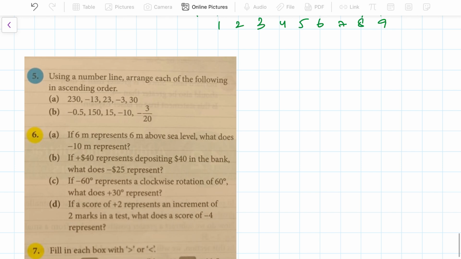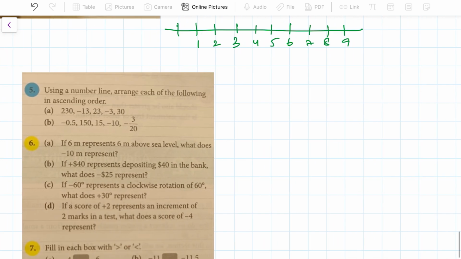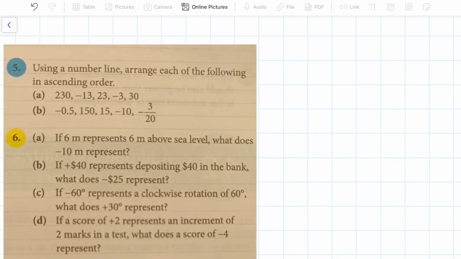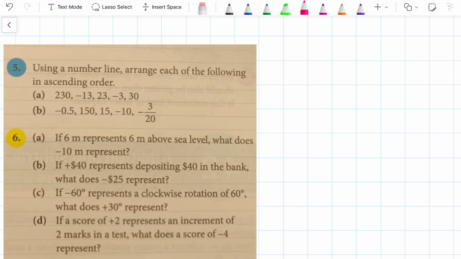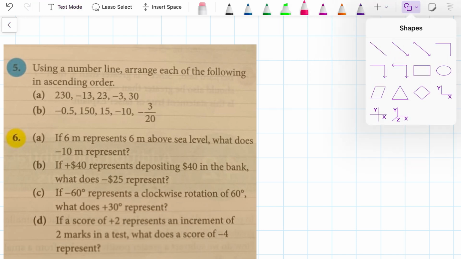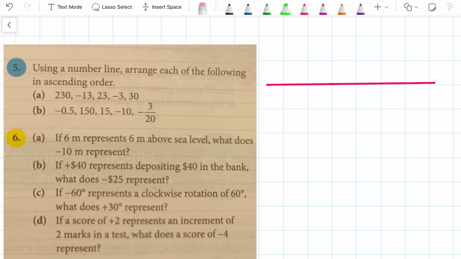Now, using a number line, arrange each of the following in ascending order. So we don't really need to use a number line, but if we are asked to draw a number line for this one, we need to draw it relatively, because this has huge numbers and very small numbers. Okay, so 0 somewhere here. 230 will be extreme to the right hand side.